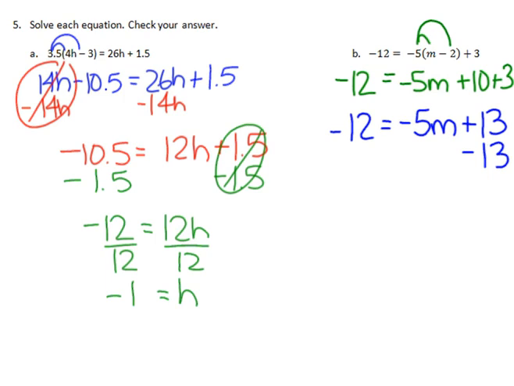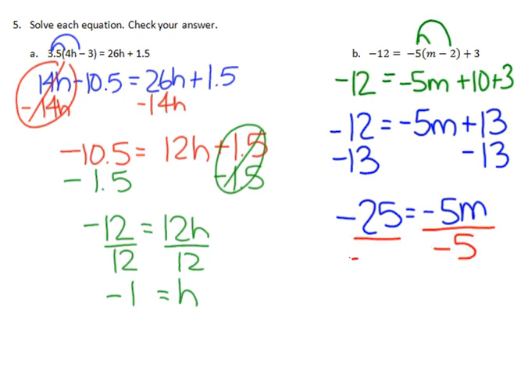And then subtract 13 from each side. And then be sure when you divide by the coefficient that you include the negative. And so you're going to divide both sides by negative 5, which will give you positive 5 as your final value for m. Again, go back and check it, especially on a test. That'll tell you whether you've got the right answer or not.